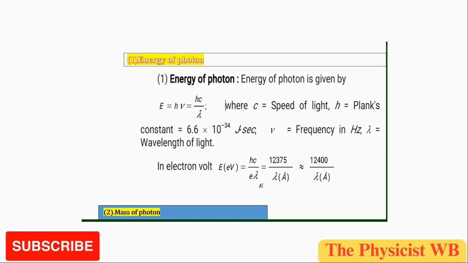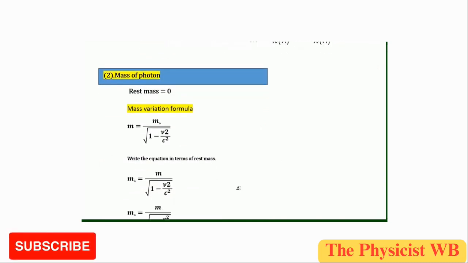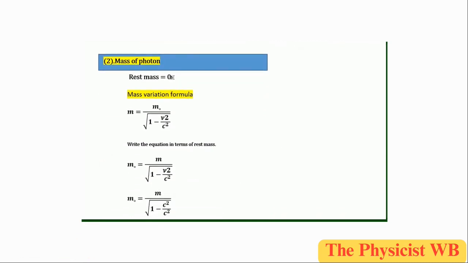Now we have to determine energy in electron volt. So using this equation, E is equal to hc divided by lambda, and putting the values of all parameters. Next, we have to discuss the mass of the photon. Actually, the rest mass of the photon is 0.